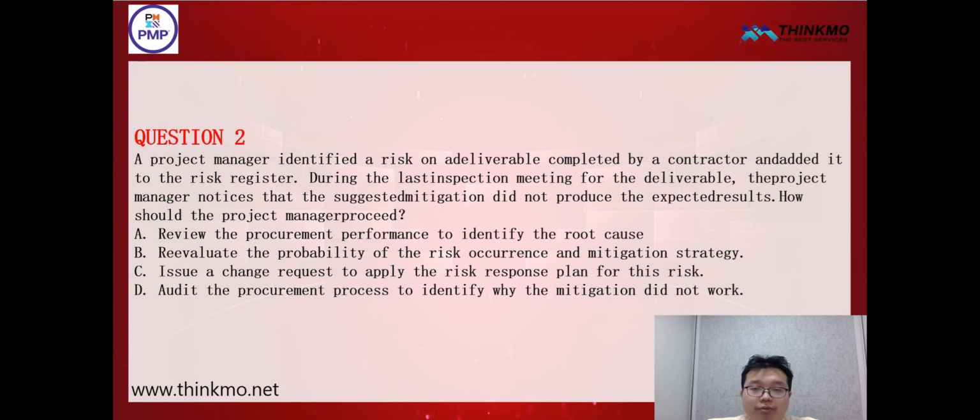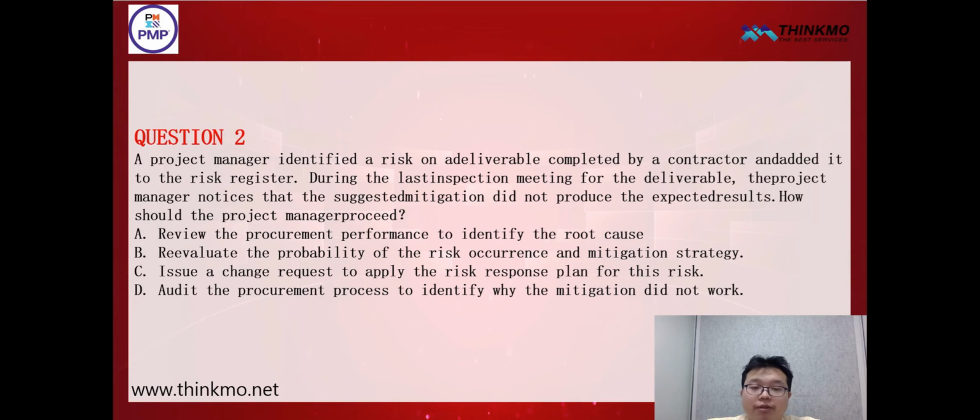We should choose option C, which is to submit a change request to implement the risk response plan for this risk, because the risk has already occurred and we need to take action. Carry out mitigation. In order to implement a new or revised response strategy, we should actually submit a change request to ensure that our project team and stakeholders are all aware of this change, and then review and approve this specific issue.